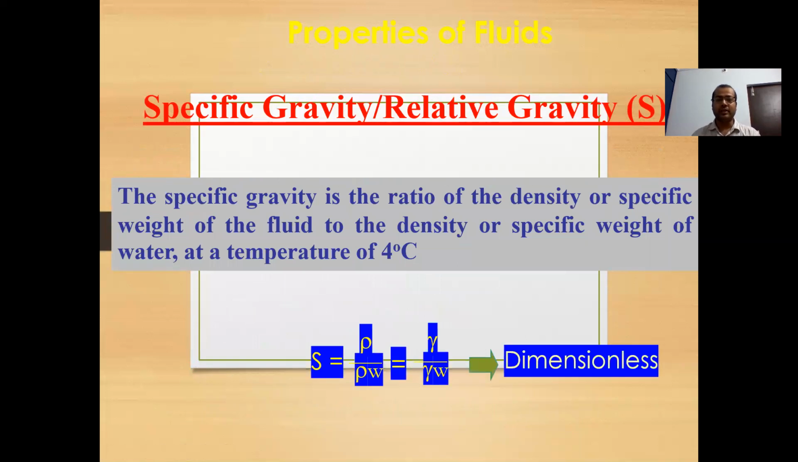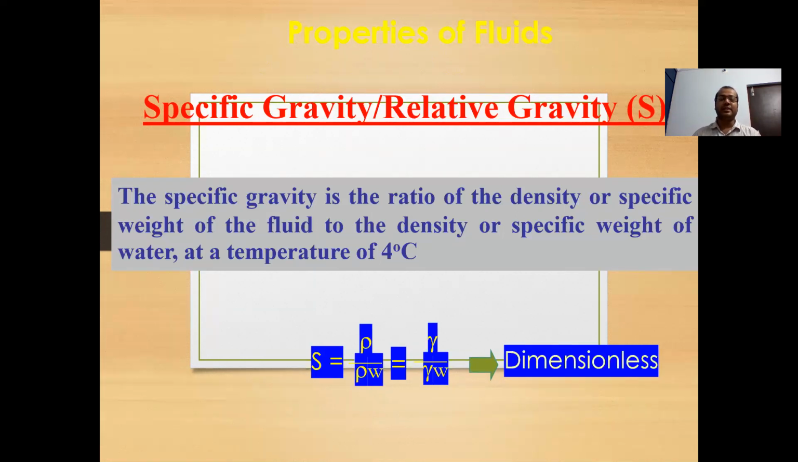Now, another important property of fluid we will discuss is specific gravity, or another name, relative gravity. Here we denote it with capital S. Weight density we denote as gamma, density as rho, and specific gravity as capital S. Specific gravity is the ratio of density or specific weight of a fluid with respect to the density or specific weight of water, which is considered the standard fluid at a temperature of 4 degrees Celsius.